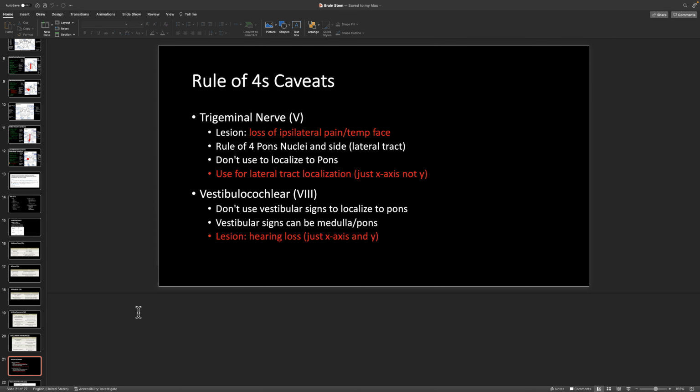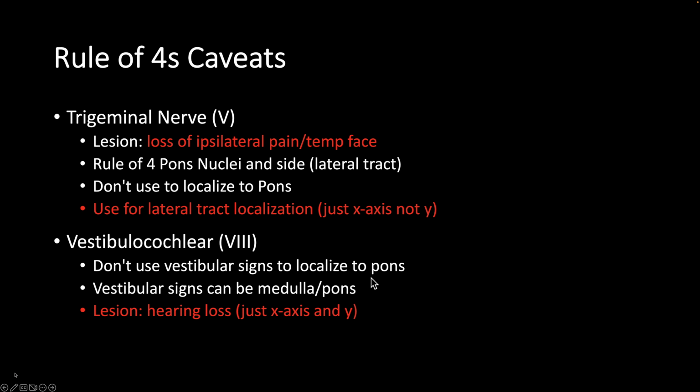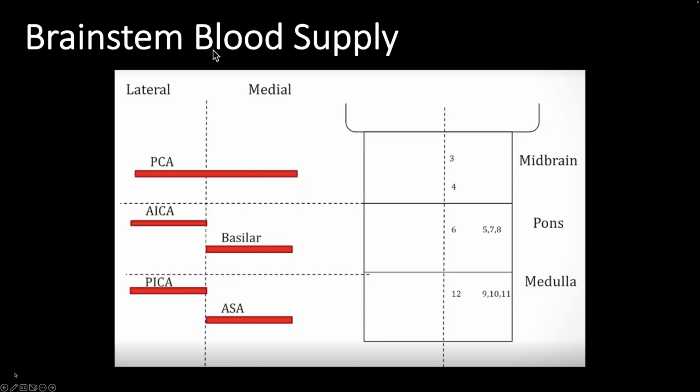Again, it's one of those other big ones as well. So don't use the y-axis. Just use the x-axis, try to lateralize it, hearing loss. Okay, here are the blood supplies. In the midbrain, you're going to get a PCA infarct, both laterally and medially.